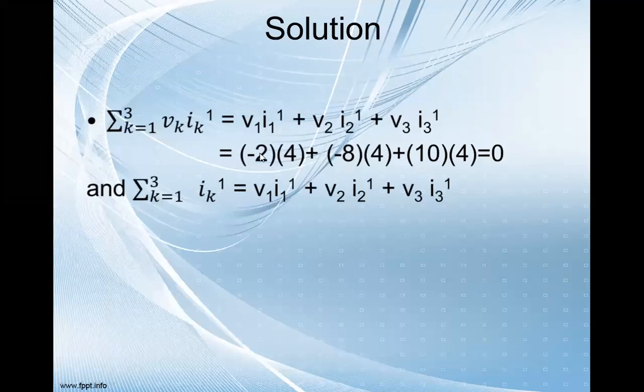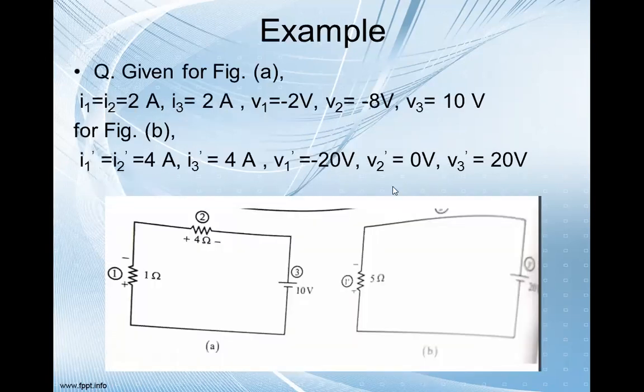V1 is -2 volt, I1 dash is 4. V2 is -8 volt, I2 dash is 4. V3 is 10, and I3 dash is 4. So this is minus 8, minus 32, and plus 40. If you sum up these, this will be equal to 0. Yes or no? Yes, sir. Correct.